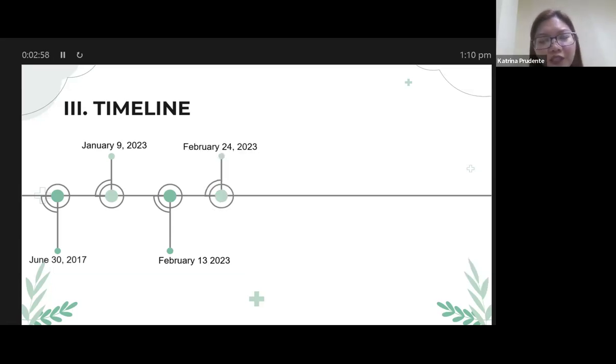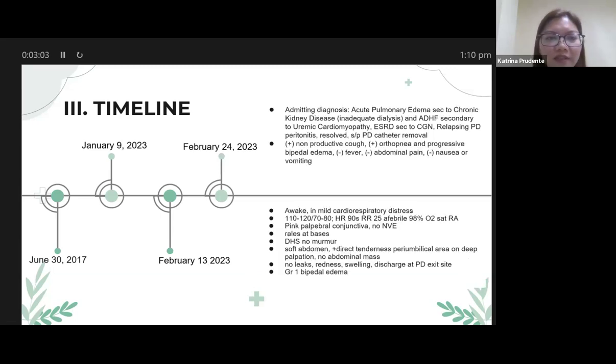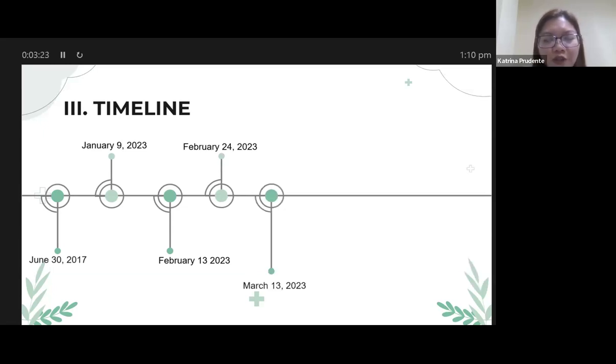However, in February 2024, the patient had episodes of missed hemodialysis due to financial constraints, and thus presented at the ER with mild respiratory distress, grade 1 bipedal edema, some direct tenderness in the periumbilical area, and a dry previous exit site with no signs of infection in the previous PD catheter site. Thus, the patient was optimized and reinserted with a PD catheter last March 13, 2023. This was already after her completion of the previously given antibiotics.